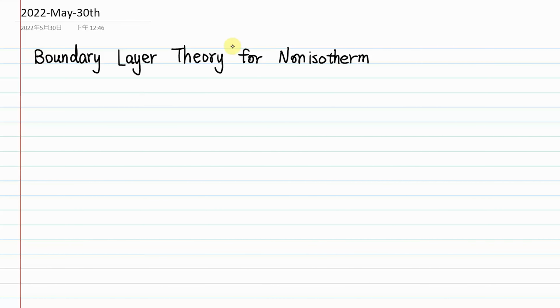Boundary Layer Theory for non-isothermal flow.